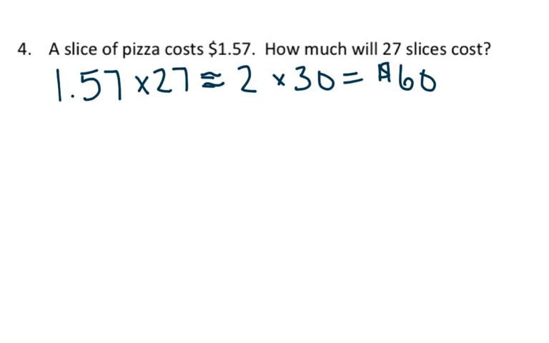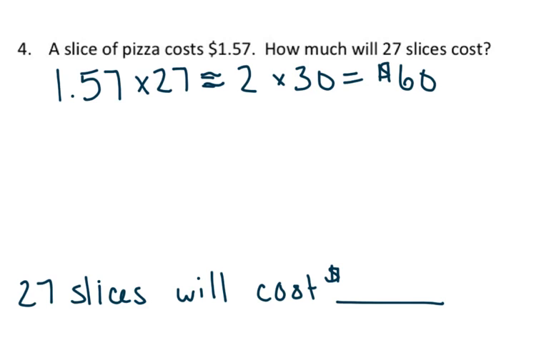When I write my target sentence on the bottom, it should read, 27 slices will cost blank. And I put the dollar sign there so that I know that I'm looking for money. So I have my 1.57, and it's 157 hundredths. If I am doing my thought bubble, I'm multiplying that by 100 to get the whole number 157, and multiplying it by 27. Okay, we're going to solve this using the standard algorithm.